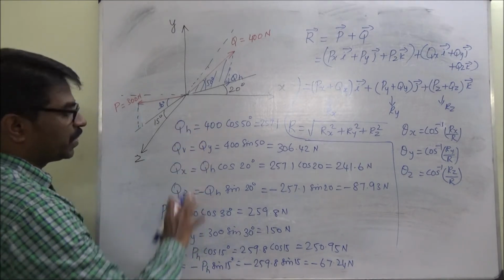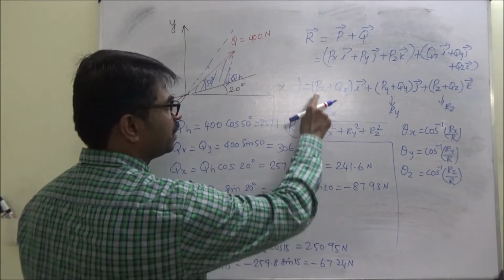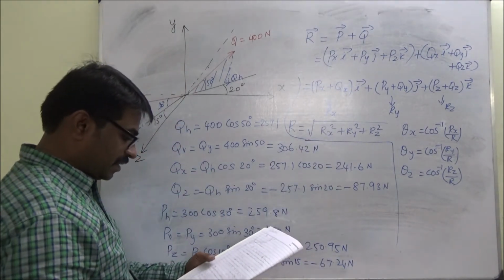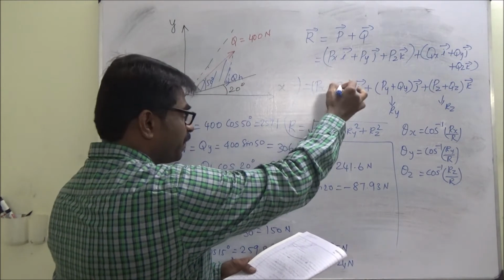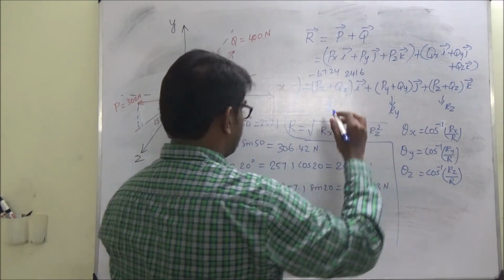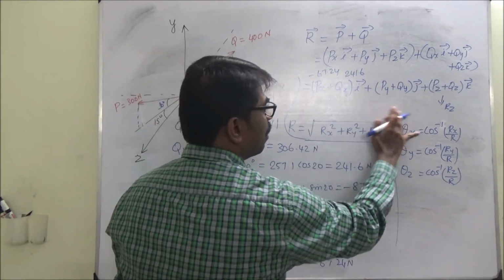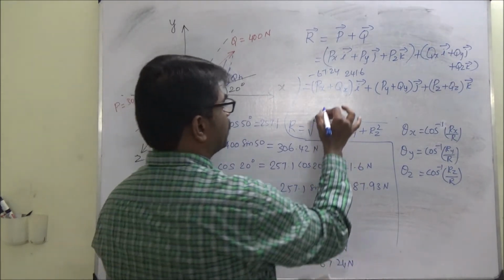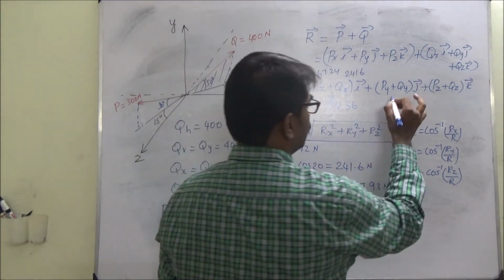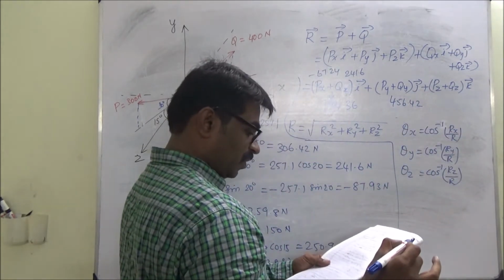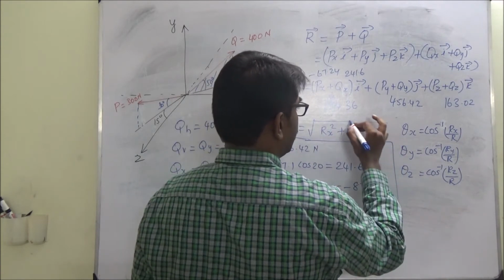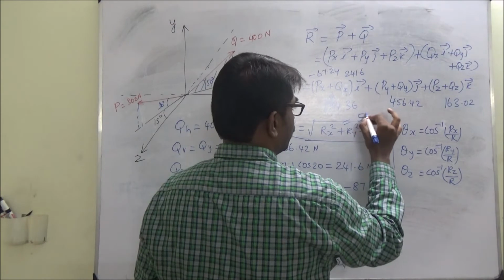Okay, now we have found out all the components. You can find out Px plus Qx, you can substitute every component there: Px is minus 67.24, Qx is 241.6. Again, you can substitute all and then you can find out Rx, Ry, Rz. So that happens to be 174.36, 456.42 and 163.02. You substitute all this, the R value will be equal to 515.1 Newton.